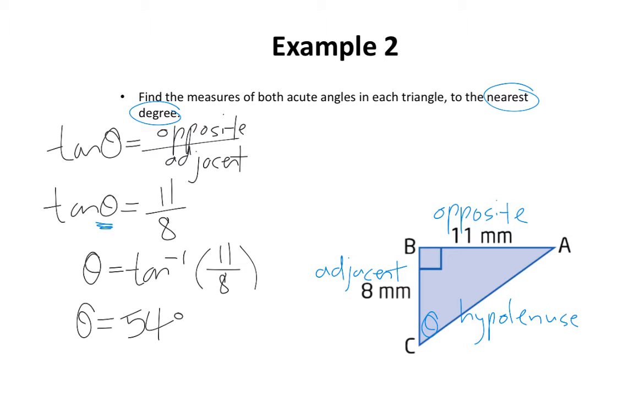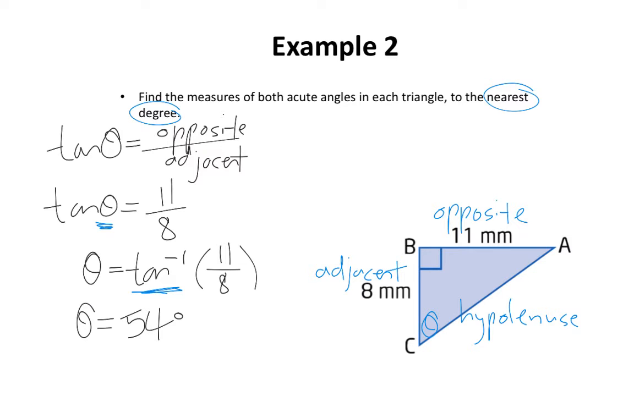54 degrees. Now, it is important to remember that the inverse of tan is not dividing by tan. It is an inverse function. It is something that you will learn in a later grade, but it is not division.